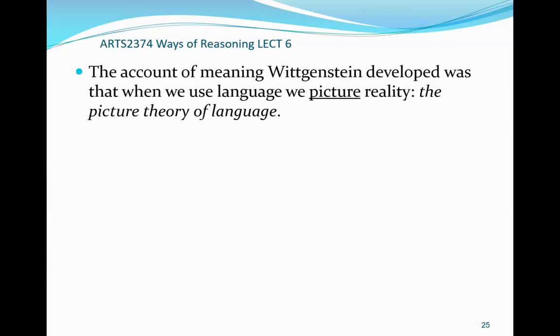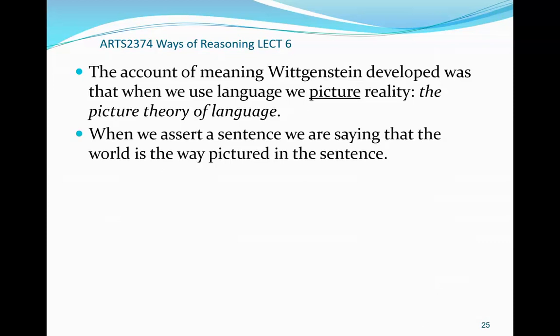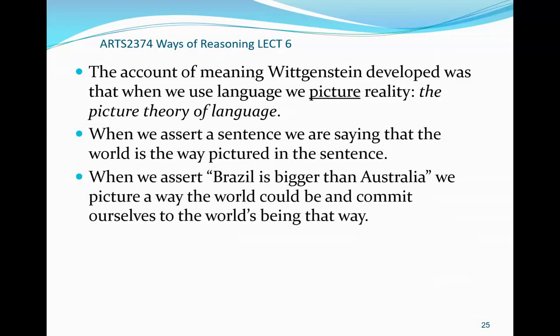And the account of meaning in this book is what is called the picture theory of language. It's the idea that when we use language, we picture, or we attempt to picture, reality. So when we assert a sentence, we're saying that the world is the way pictured in the sentence. The sentences are like pictures of a possible world, and we're saying, yeah, this is what the world is like. So when we assert Brazil is bigger than Australia, we picture a way the world could be, and we commit ourselves to the world's being that way.